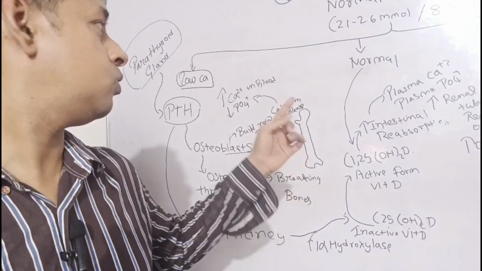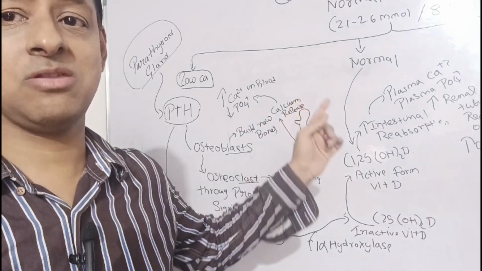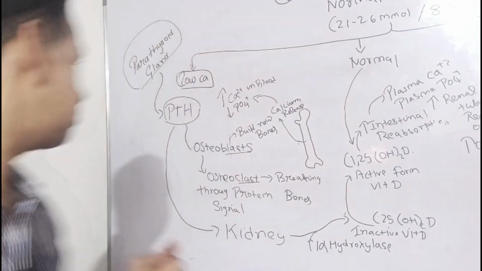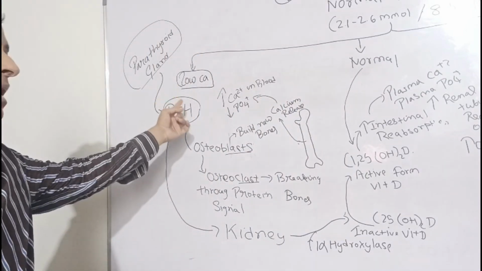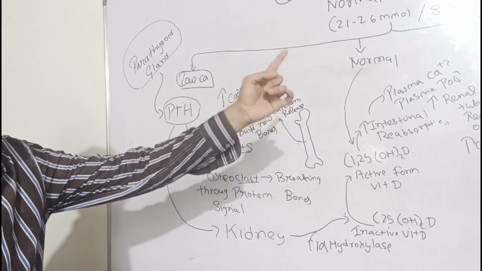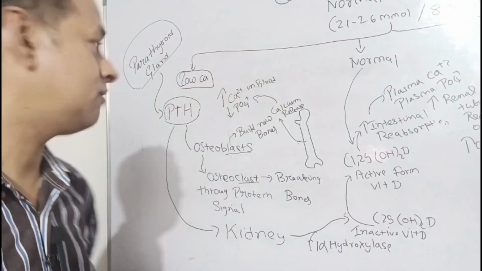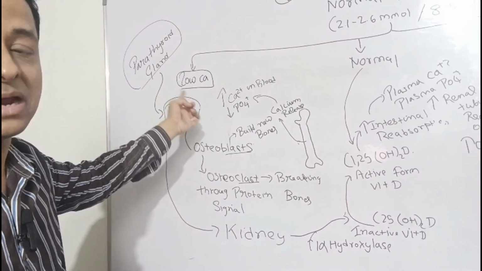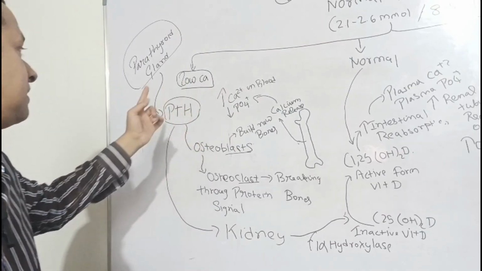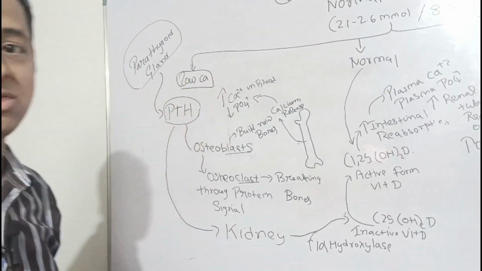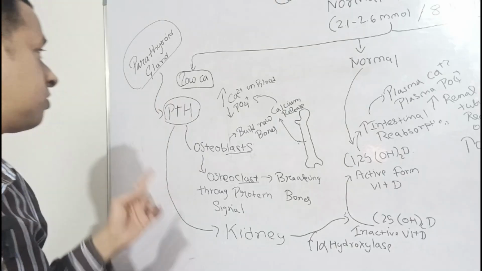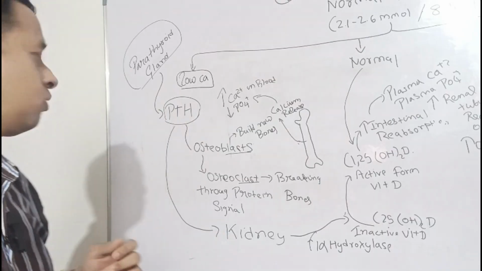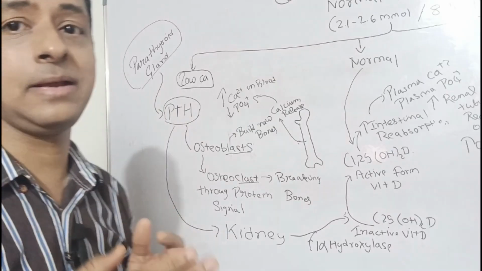Now, coming to calcium homeostasis, I can split it into three categories: one, if calcium falls; second, if calcium is normal; and third, if calcium rises. In the first criterion, when calcium is low, the parathyroid gland releases parathyroid hormone, which triggers calcium to increase in blood. So we are going to learn how it increases.